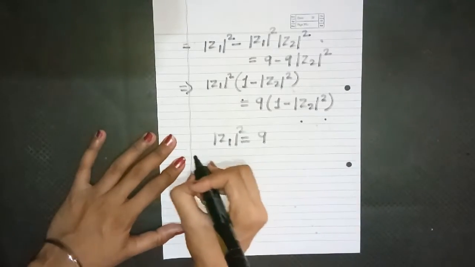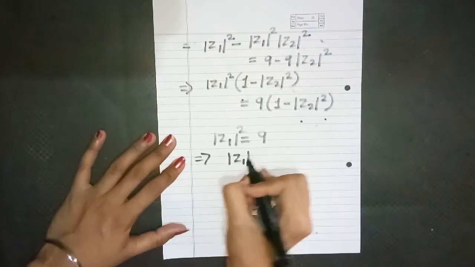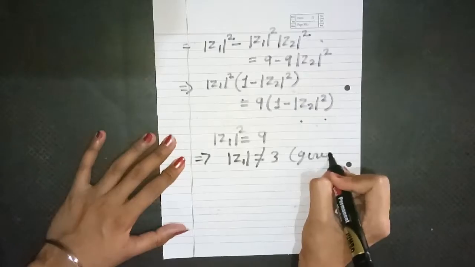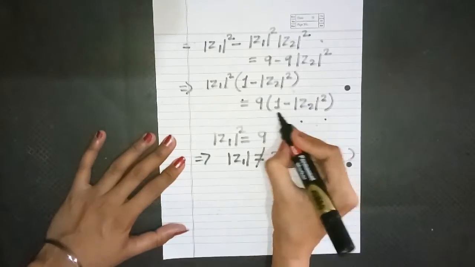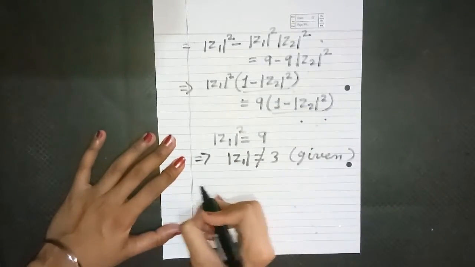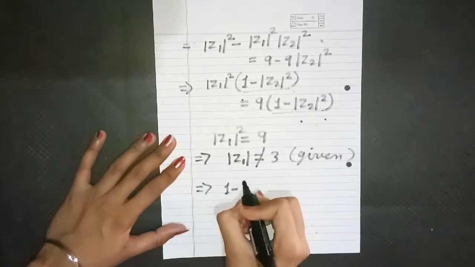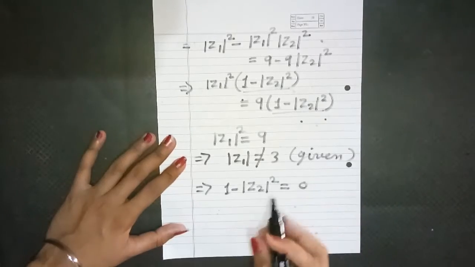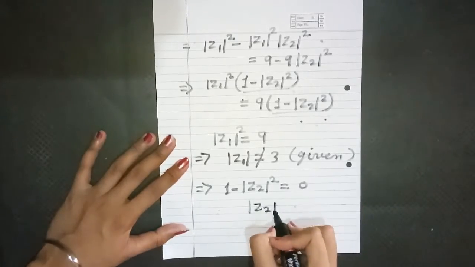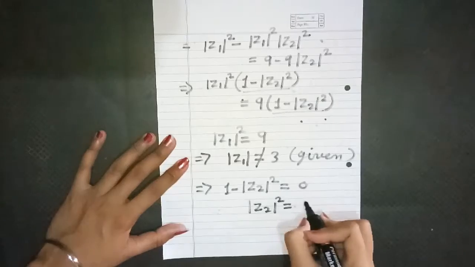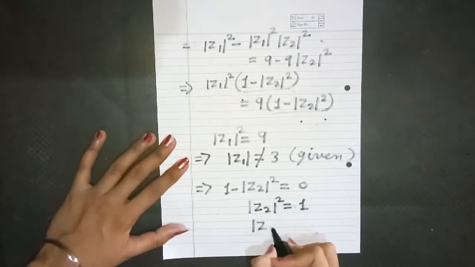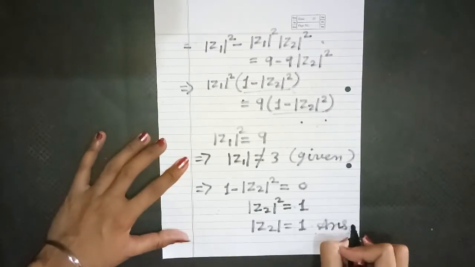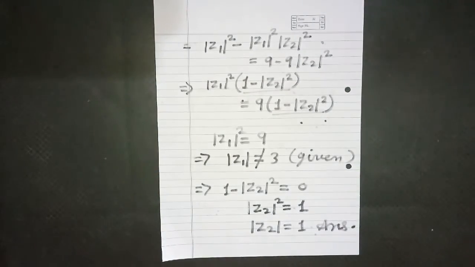So from here modulus of z1 square is equal to 9. This gives us modulus of z1 is equal to 3, but this is not possible because it is given that modulus of z1 is not equal to 3. Now let's take 1 minus modulus of z2 square is equal to 0. This gives us modulus of z2 square is equal to 1 and modulus of z2 is equal to 1. So this is the answer, we have done. Thank you so much for watching this video.